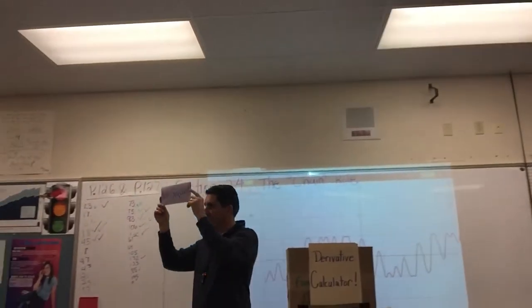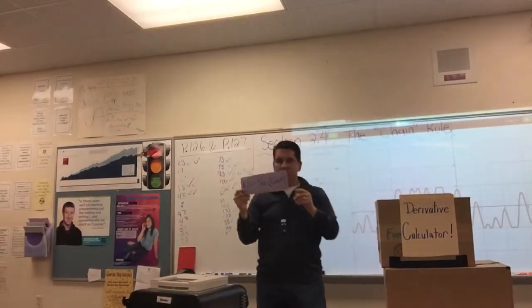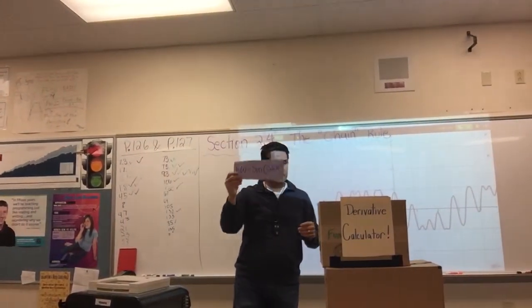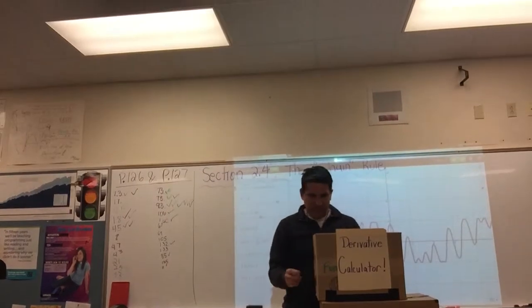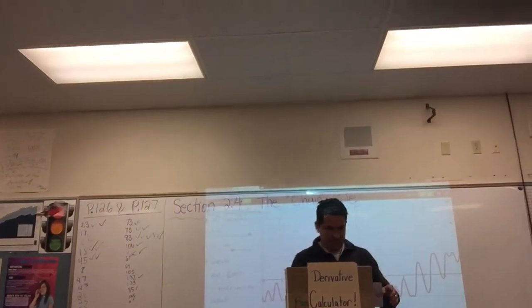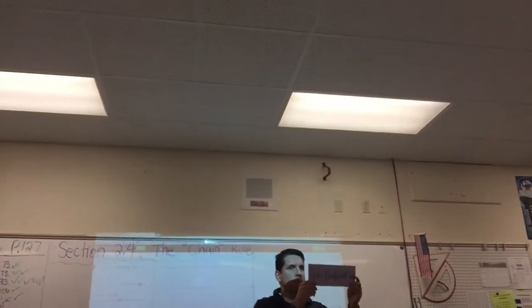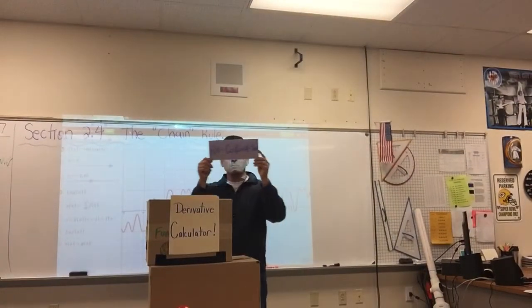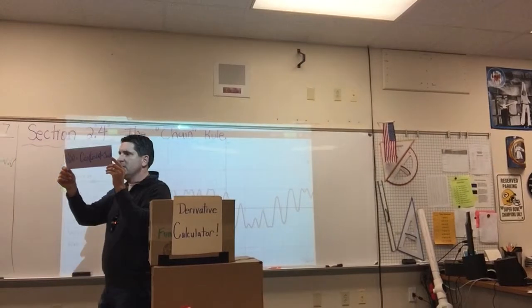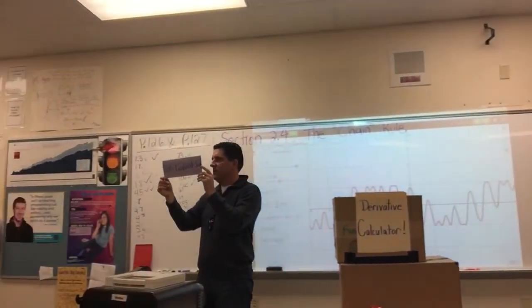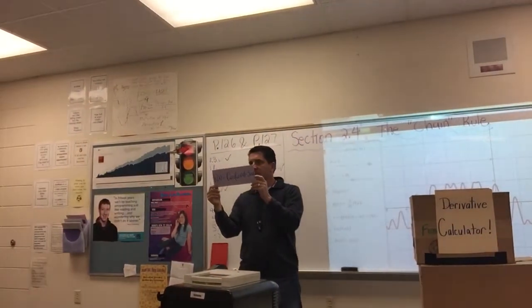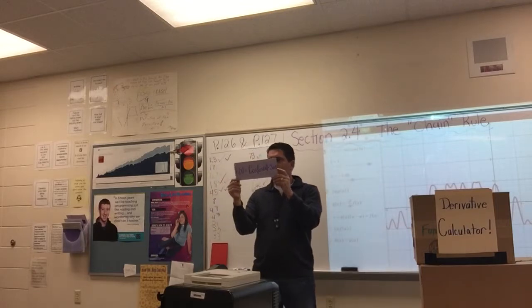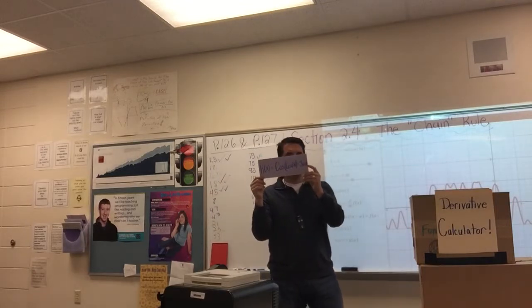Okay? So this is not a product here. Well, what do we have here? So it's the cosine of the cosine of x multiplied by the negative sine of x.